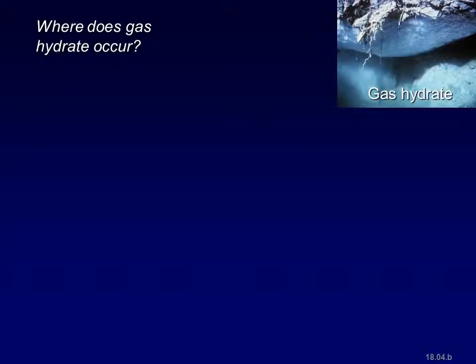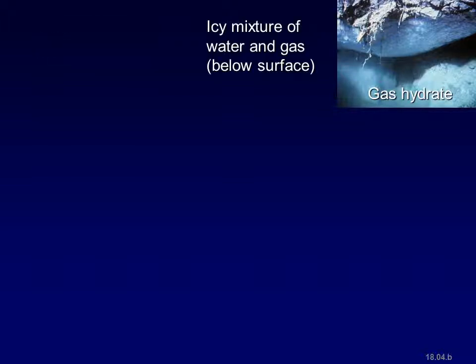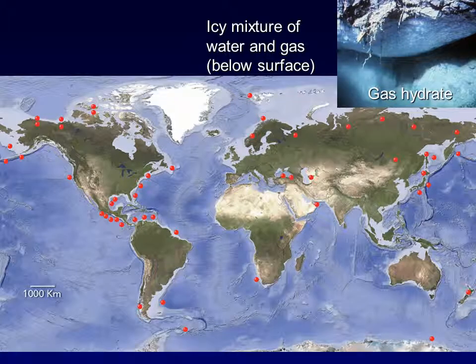All right, where does gas hydrate occur? And what is gas hydrate? Gas hydrate is an icy mixture of water and gas that occurs below the surface. It's usually methane, and some occur on land in the form of permafrost. It may contain twice the amount of the total carbon as all other fossil fuels.